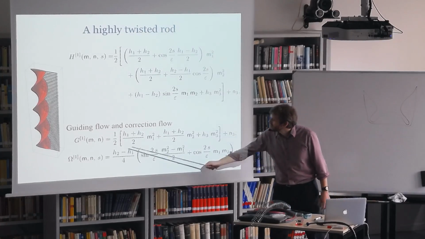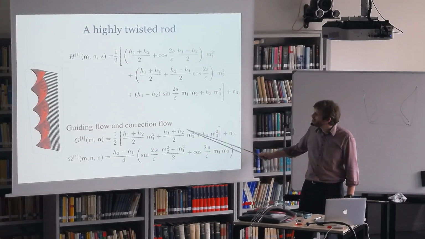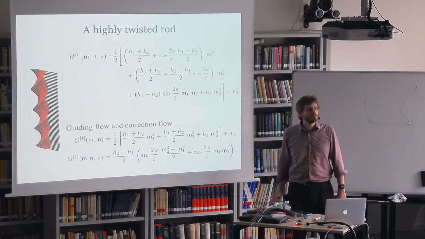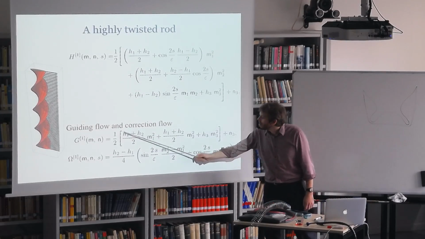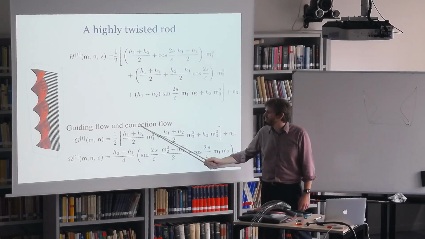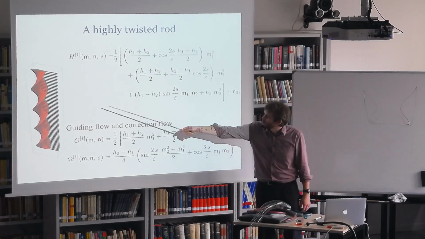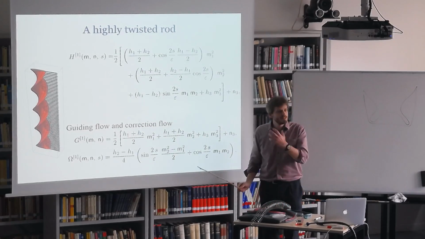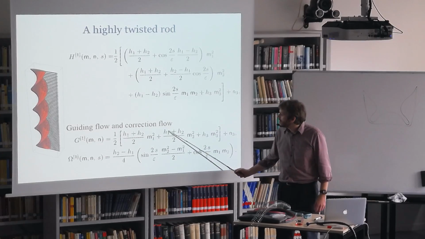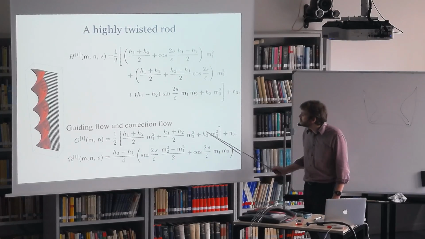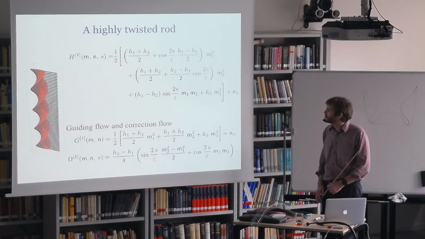Take-home message: this is really exactly what we want, because this function gives us the material parameters of the effective theory. So this tells us the bending stiffness, in the guiding center frame, and this is the twisting stiffness.